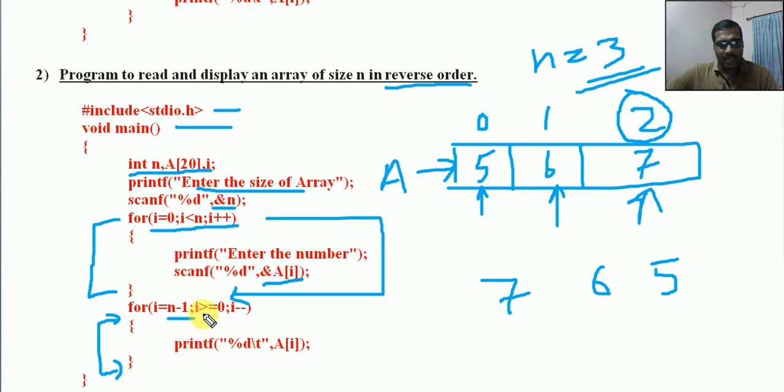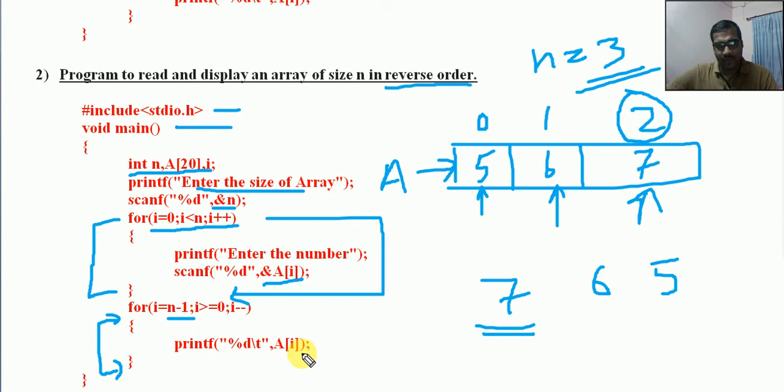Then i greater than or equal to 0. As it is in the reverse order, we need to check the greater than condition. i is 2, is it greater than or equal to 0? Check whether it is greater or equal to 0. So 2 is greater than 0. It is true. It will enter into the loop. printf %d a of i. It will print this 7.